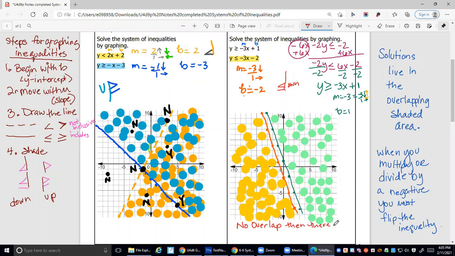So I confused myself again. When you say shade down, does that mean shade on the left side? Okay, the best way to keep it straight, and a lot of people have this issue, is that you want to start at the y-intercept, and then from there, you just say, am I going to shade up or am I going to shade down? If I'm shading down, I'm going to go below and then shade that side. Does that help a little bit?